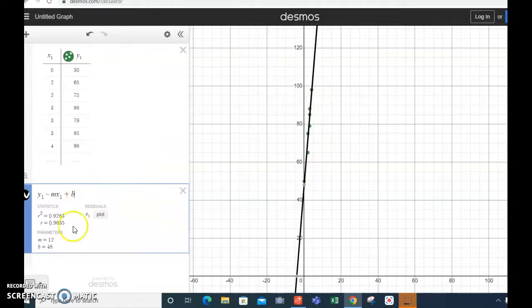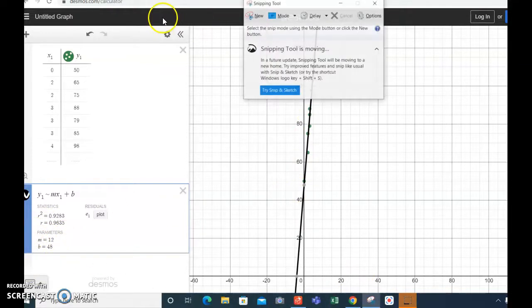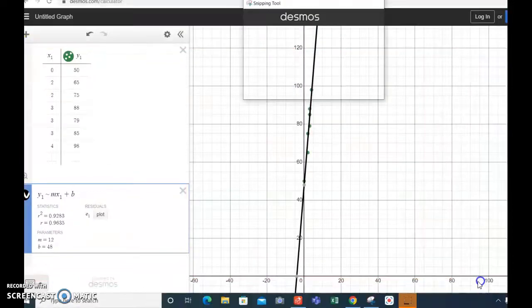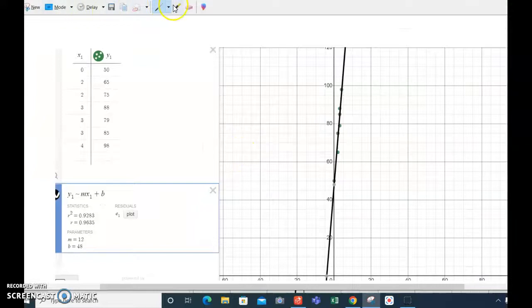Okay, so notice the calculator does it for us. Do you see R right there? So this is actually not a positive one, but it's 0.96. That's pretty darn close. So this is a super strong positive correlation. And then down here, do you see it gives me the equation of the line? It tells me m and b. So what I can do is take that, and then I can just write the formula.